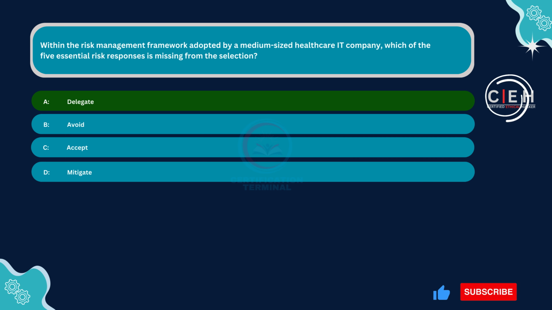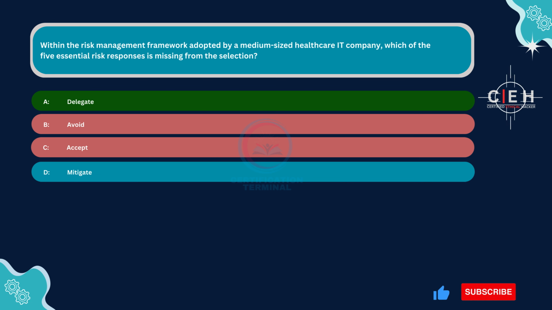This risk response involves taking action to eliminate or avoid the risk altogether. It may involve ceasing certain activities, avoiding high-risk areas, or implementing preventative measures to steer clear of potential risks. Option C, accept, is incorrect. Accepting a risk means acknowledging its existence and deciding not to take any action to mitigate or transfer it.